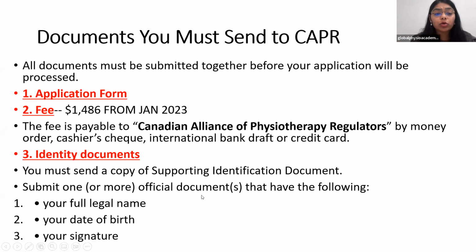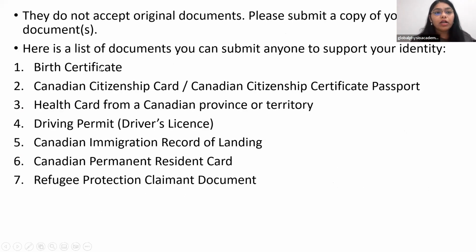Identity document. You have to submit only one official document which shows your full legal name. Now, if you use your marriage name, the document has to show your marriage name. If you submit your former name along with the marriage certificate, it is not accepted. So your full legal name, your date of birth, your signature. Mainly the passport covers everything. They do not accept the original document, only a copy.